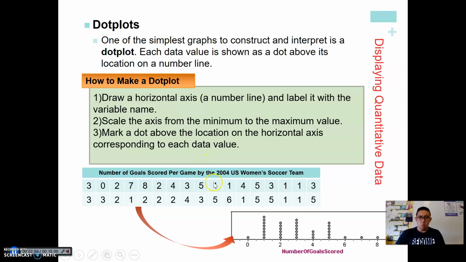These ones are what? 1, 2, 3, 4, 5, 6, 7, 8. So there are 8 of them right here. And twos, 1, 2, 3, 4, 5, 6, and so on and so forth. As you can see, it's labeled. You always need to label it, because if you don't label it, then we have no idea what it means. So it's the number of goals scored, and each dot represents the number of goals scored in a particular game. That's how you create a dot plot.